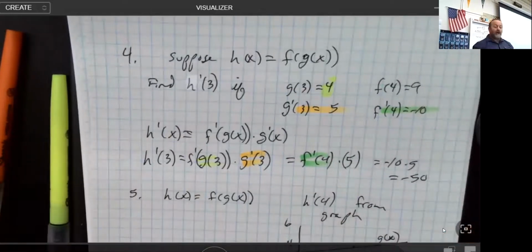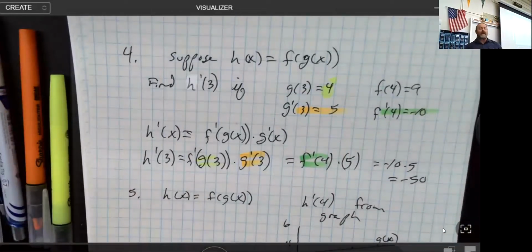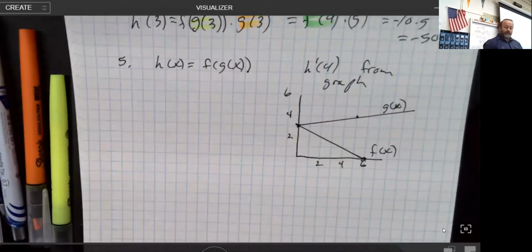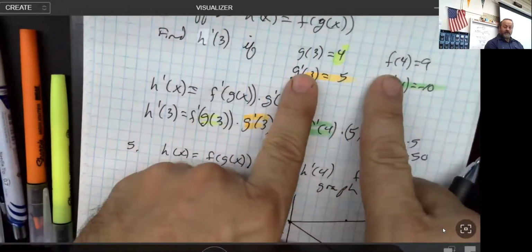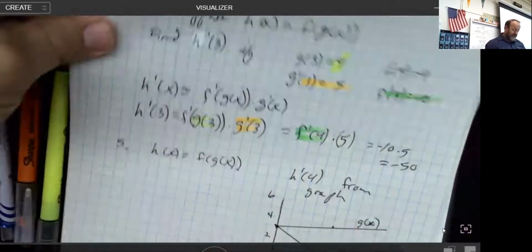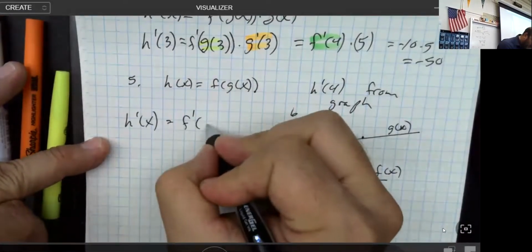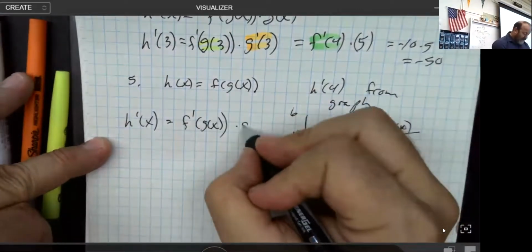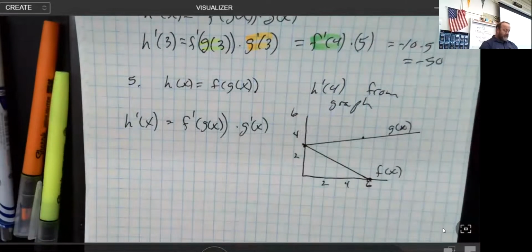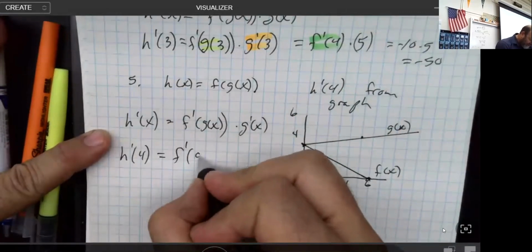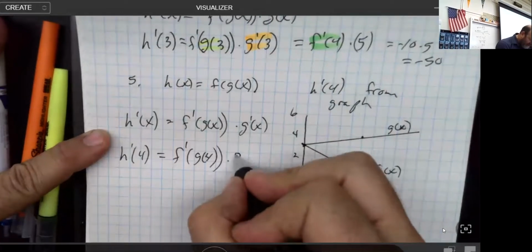So it's just a question about being able to take a simple rule and backfill that rule based on what we're given. Now, here's our last one. Now, I have a graph. So again, instead of giving a bunch of data values, I have a pictorial representation of the data. As previously stated, h prime would be the derivative of the outside function times the derivative of the inside function. And I specifically want to know what is h prime of 4. So let's see. h prime of 4 would be f prime of g of 4 times g prime of 4.